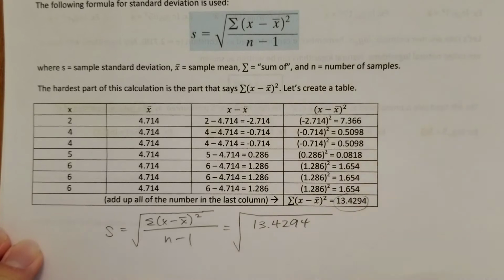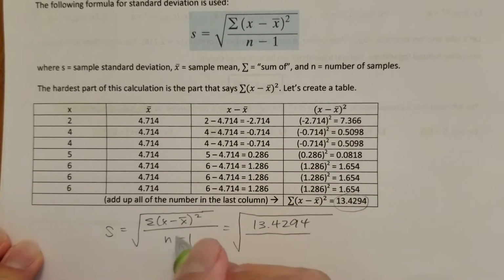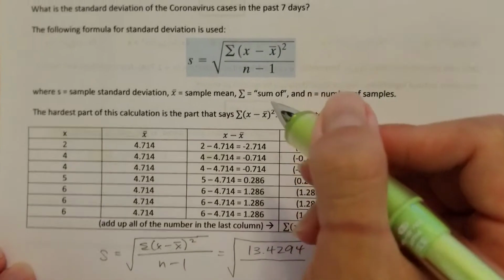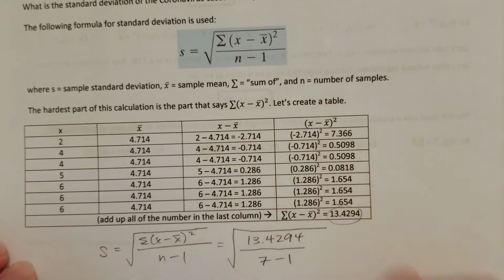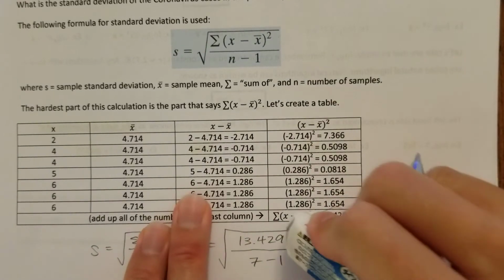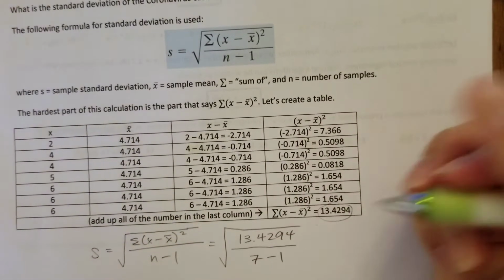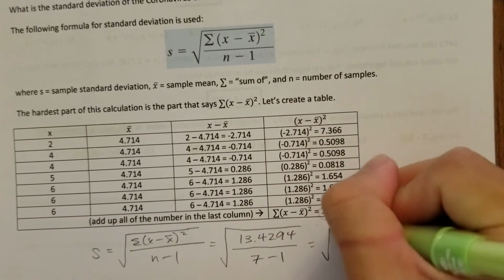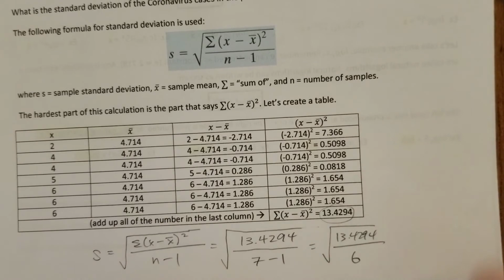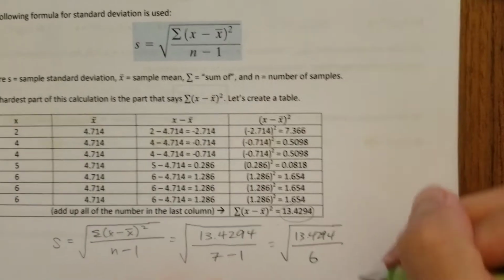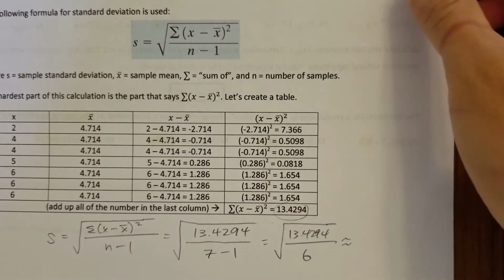13.4294. And we're dividing this by the number of samples we have. The number of samples we have is 7 minus 1. Okay? So what I see here is we can simplify this. 7 minus 1 is 6. So the square root of 13.4294 divided by 6.